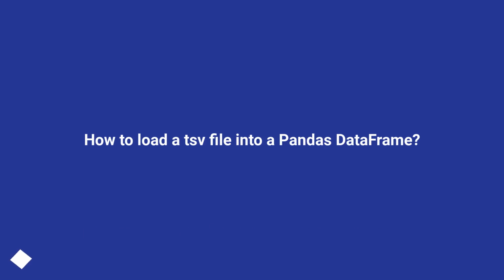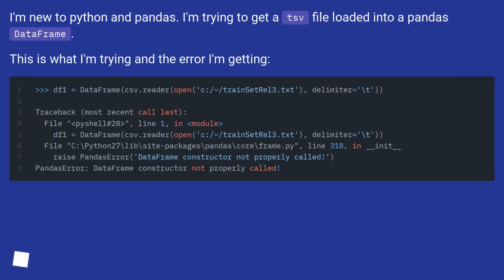How to load a TSV file into a Pandas DataFrame? I'm new to Python and Pandas. I'm trying to get a TSV file loaded into a Pandas DataFrame. This is what I'm trying and the error I'm getting.